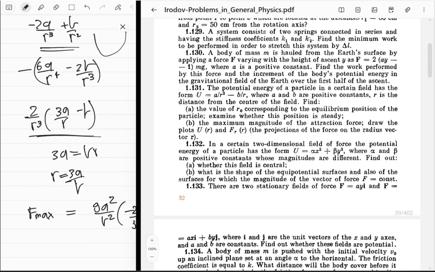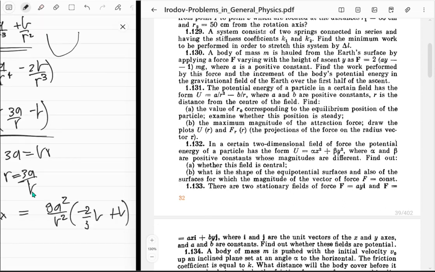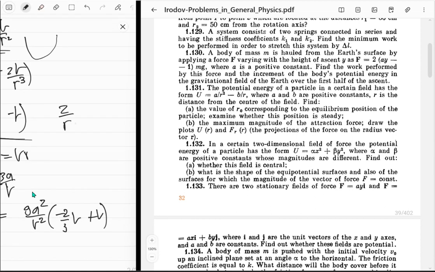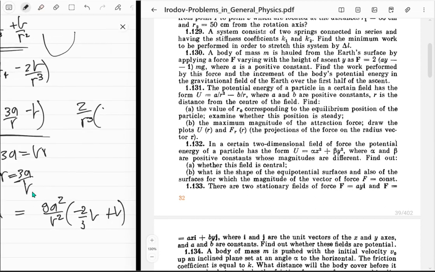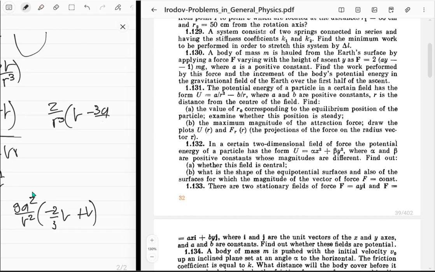So what happens when r approaches zero? Oh, as r approaches zero, this thing goes to infinity, and this also goes to infinity, right? Oh no, it's negative, sorry. It should be like that. So the force here is just 2 upon r power 3, and then you got b minus 3a upon r. So as this approaches infinity, your force would approach negative infinity.